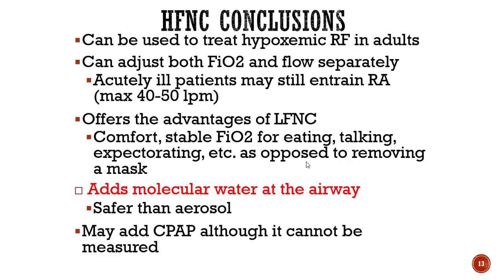High flow nasal cannula wrap-up, basically. It can be used to treat hypoxemic respiratory failure in adults. You can adjust both your FiO2 and flow separately. Acutely ill patients may still entrain room air. What it's saying there is because, and we drew attention to this in the first module, the high flow nasal cannula can only go up to 50 liters, that's its max, and that's not always going to be enough for it to still be a high flow device, because we know that you are looking more at 60 liters per minute as your top end.